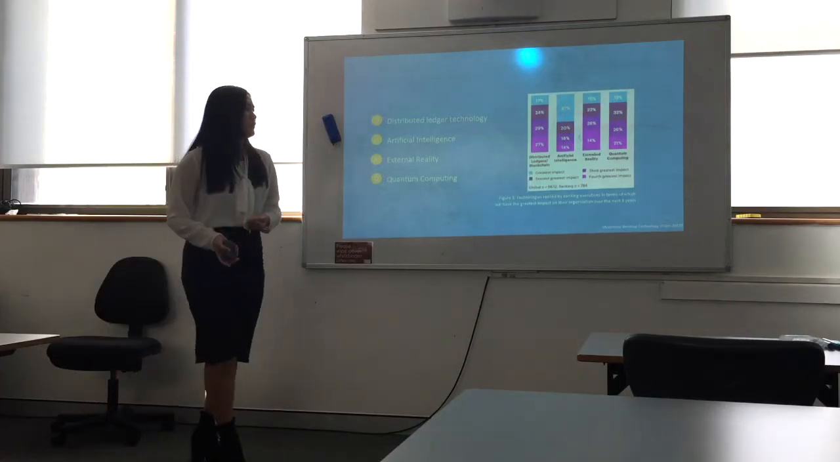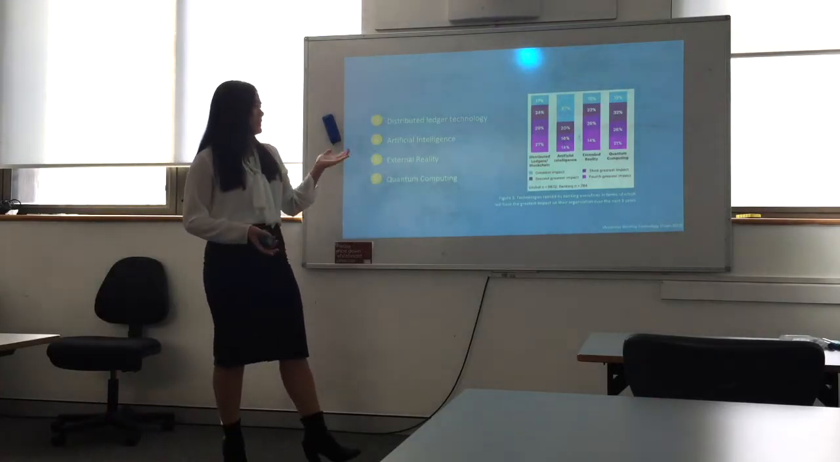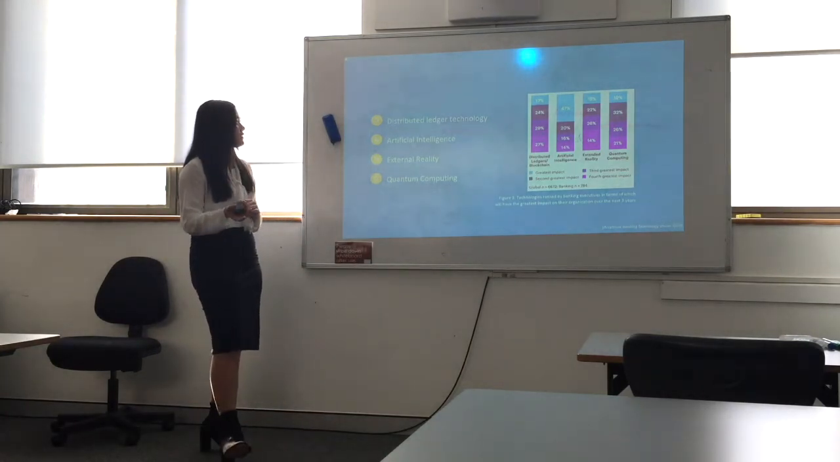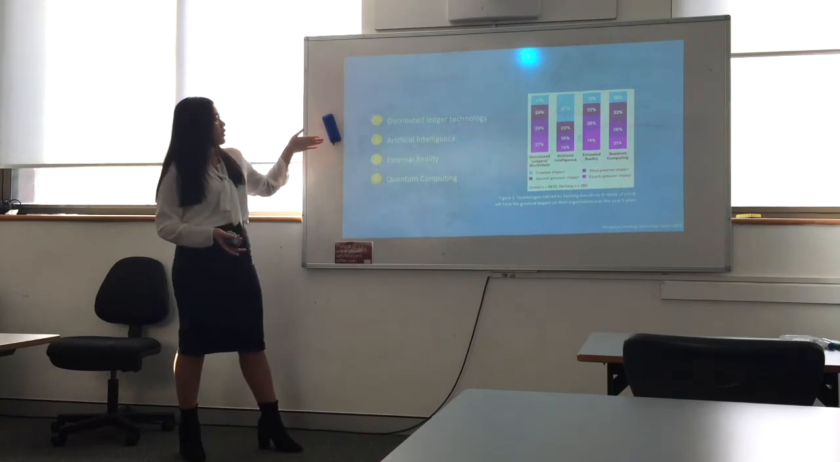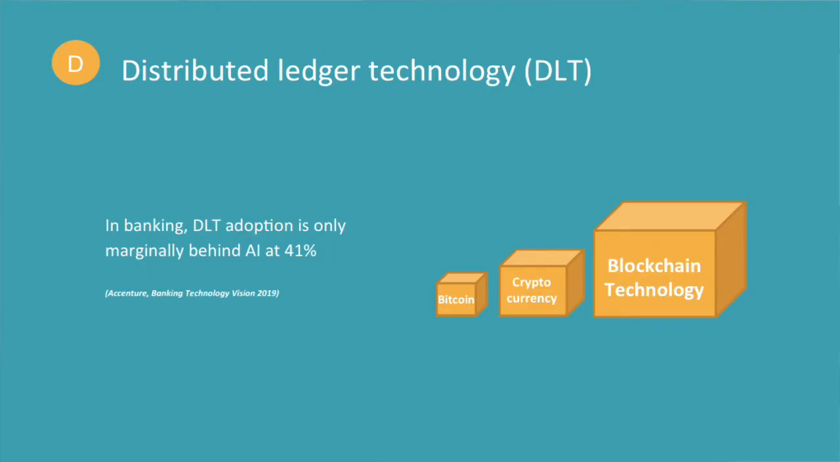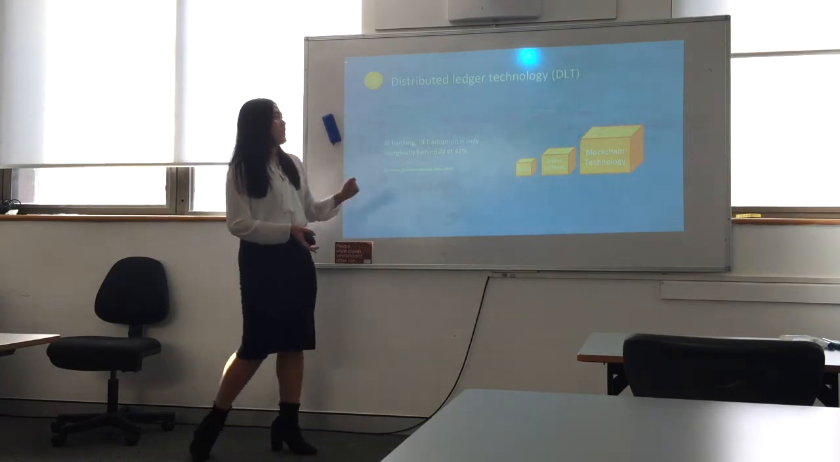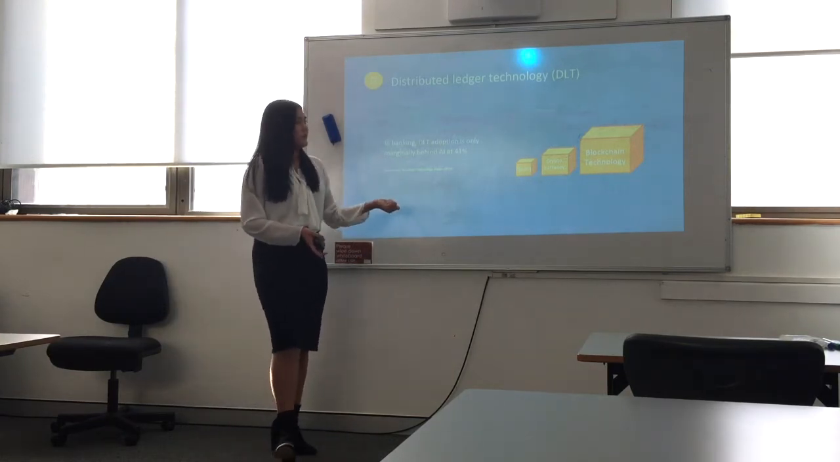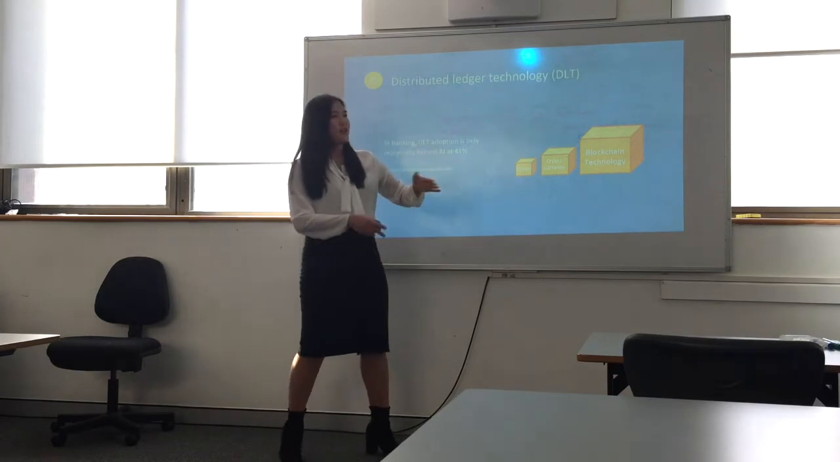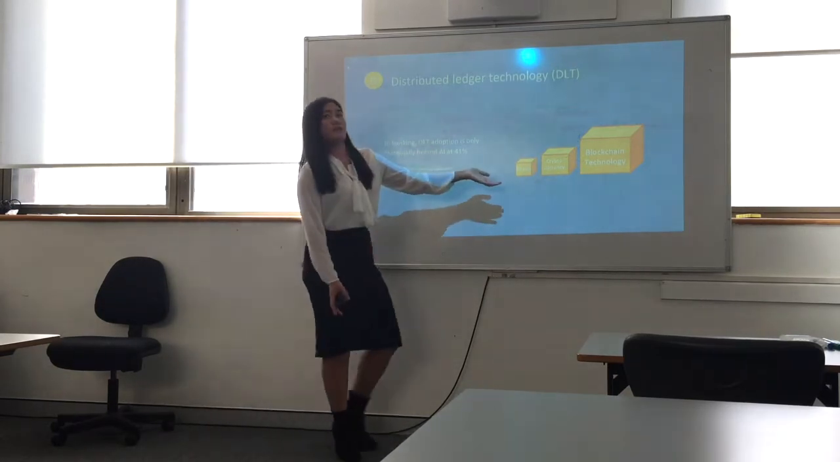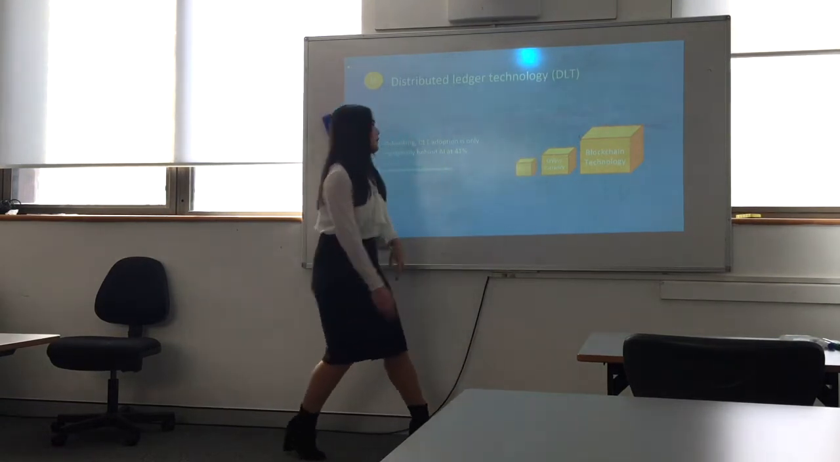Accenture published a report listing the technologies that will have the greatest impact on the banking sector over the next 3 years. And they named it DARQ. D stands for Distributed Ledger Technology, commonly known as blockchain technology. Blockchain technology is an overarching system that underpins Bitcoin and cryptocurrency.